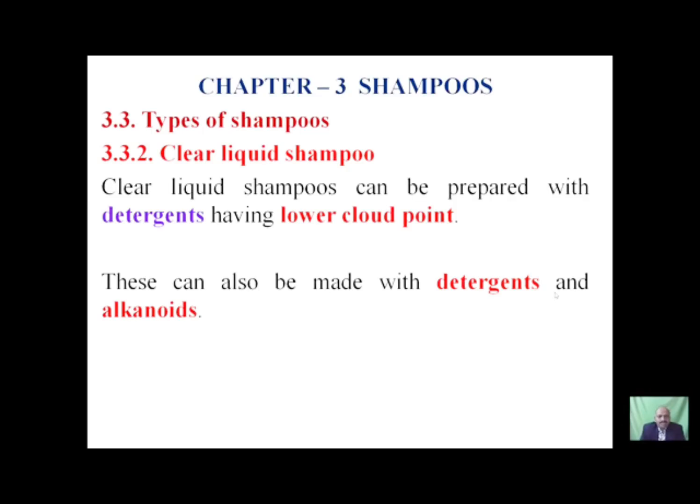Now the second point here is clear liquid shampoo. Clear liquid shampoos can be prepared with detergents having a lower cloud point. Clear means the liquid is like water in nature, without any haziness in appearance. That is called a clear liquid shampoo, and it should have the lower cloud point. These can also be made with detergents and alkaloids.